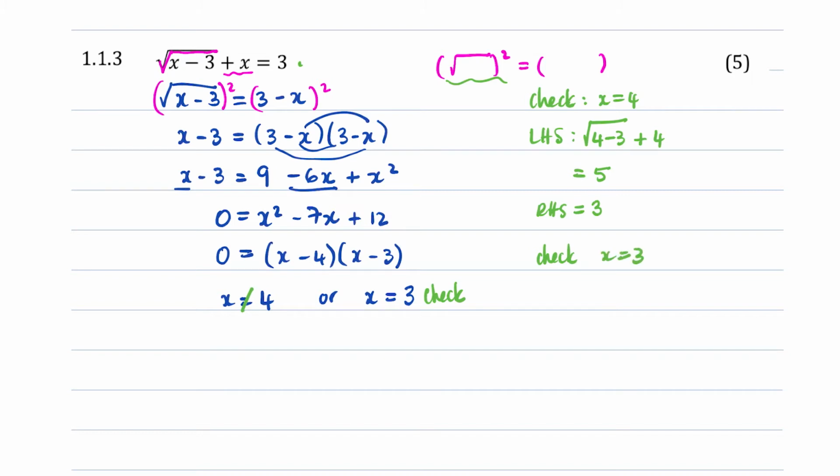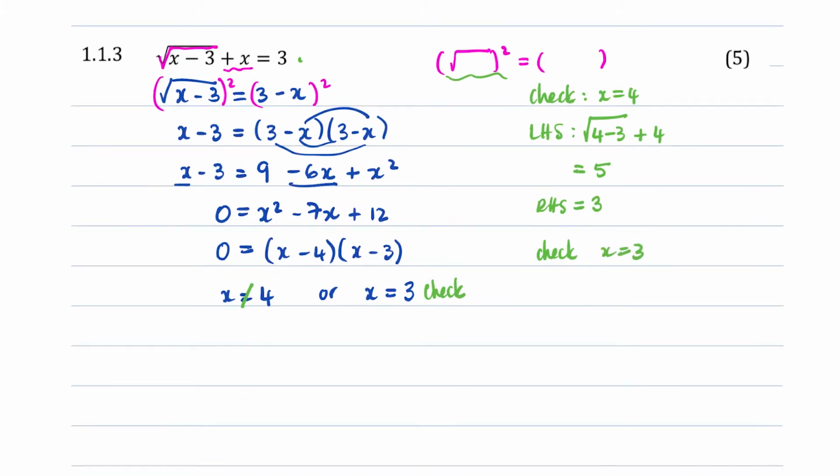Does x equal 3? Does that work in the original equation? On my left-hand side, I've got the square root of 3 minus 3, plus 3. So 3 minus 3 is 0. The square root of 0 is 0. 0 plus 3 is 3. And my right-hand side is equal to 3. So therefore, x does equal 3.